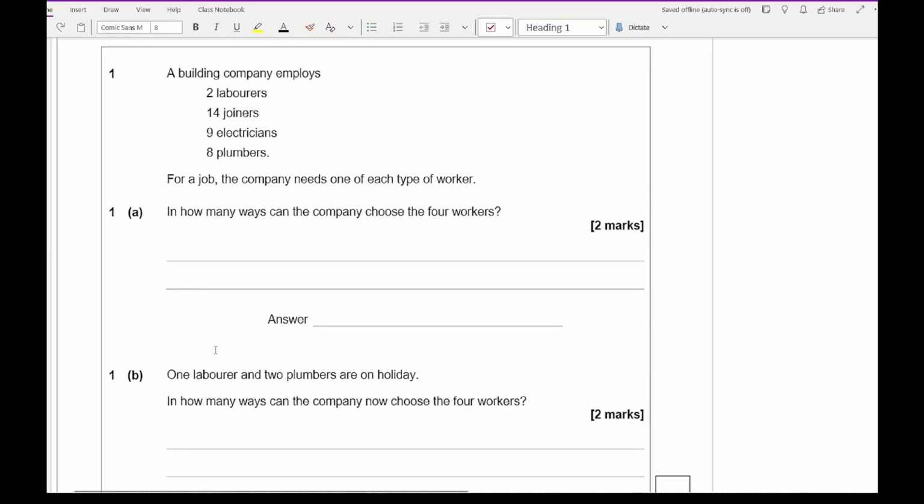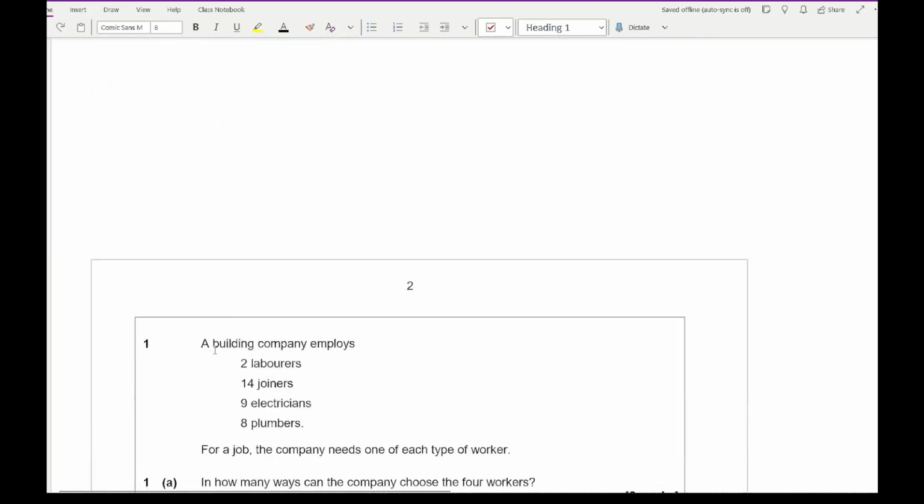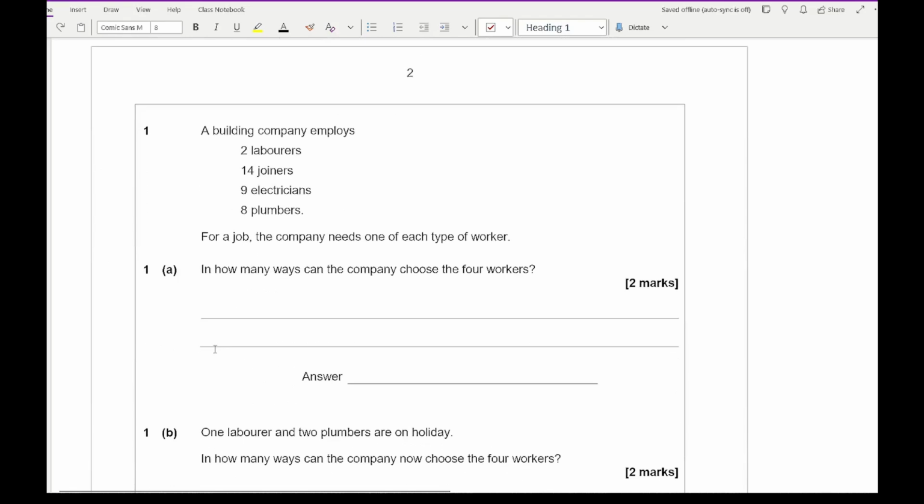So let me just zoom in so we can see it clearly on the screen. The first question says, a building company employs 2 labourers, 14 joiners, 9 electricians and 8 plumbers. For a job, the company needs one of each type of worker. In how many ways can the company choose the 4 workers?